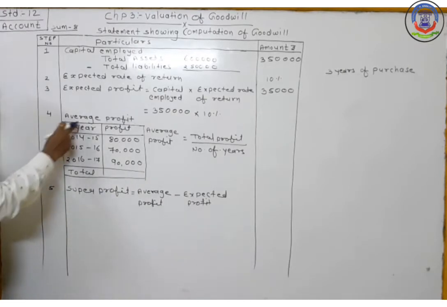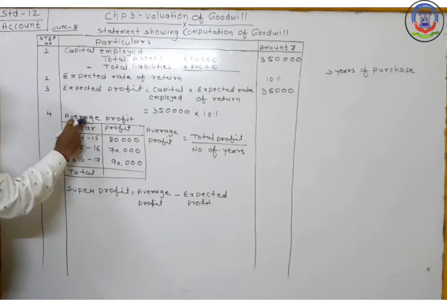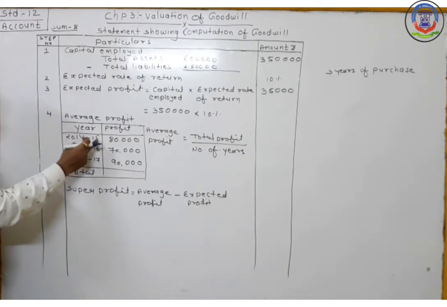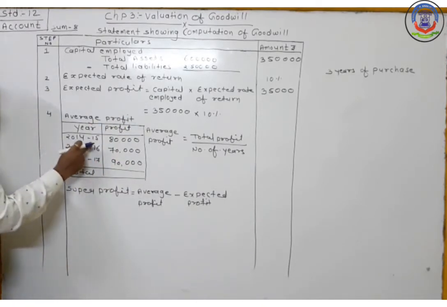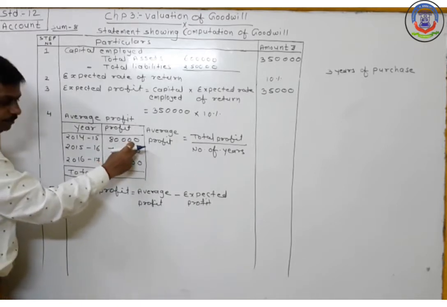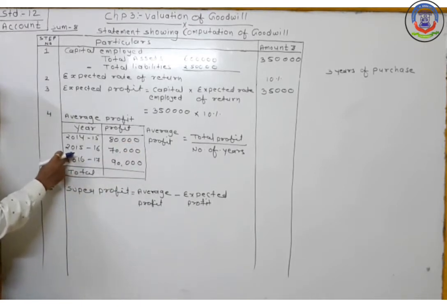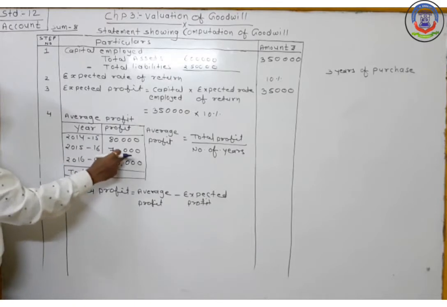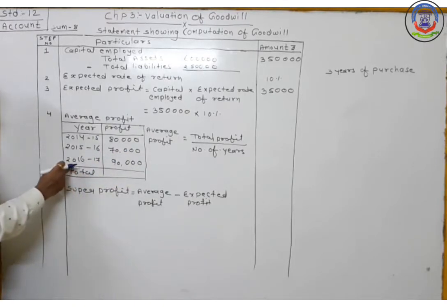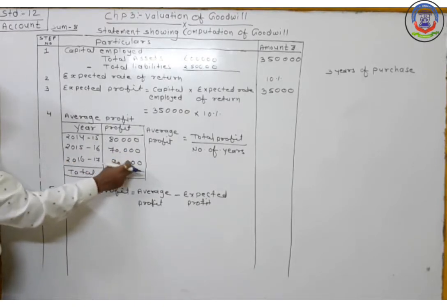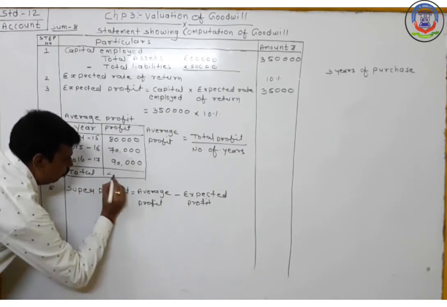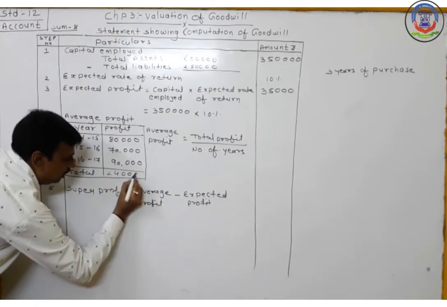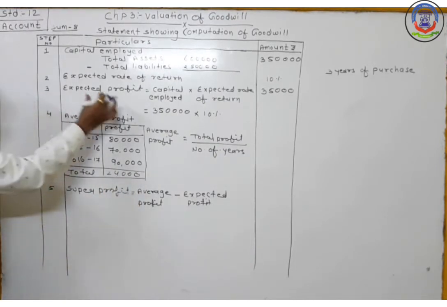Now our fourth step is to find out average profit. For average profit, the first year 2014-15 profit is rupees 80,000. For the second year 2015-16, profit is rupees 70,000. And for the third year 2016-17, profit is rupees 90,000. It means the total profit is rupees 2,40,000.